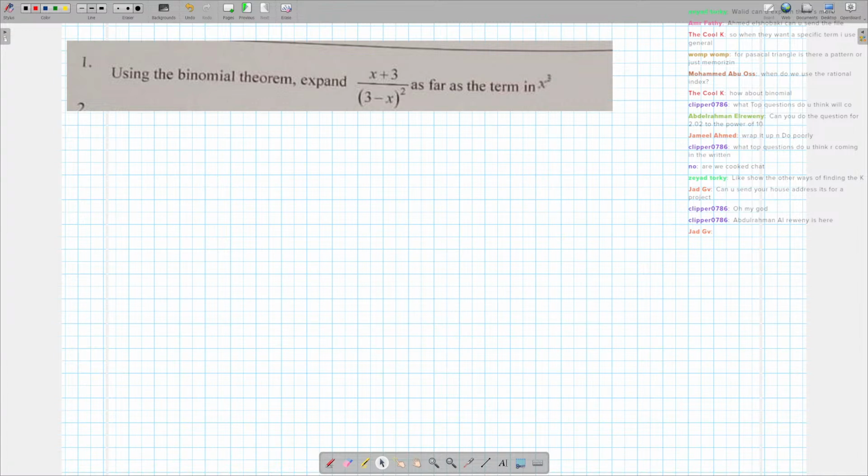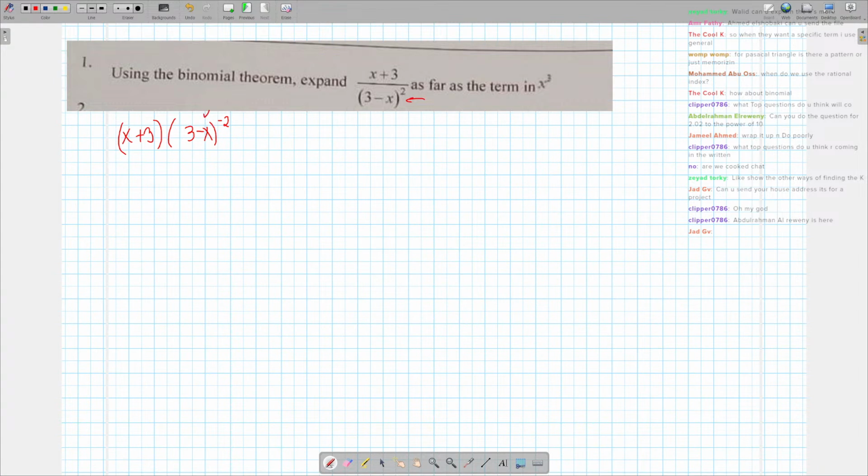Using the binomial theorem, expand (x plus 3) over (3 minus x) squared as far as the term in x cubed. Okay, the first thing you do is take your power up. We're not allowed to have anything down. So we take it up. It's going to be (3 minus x) to the power of negative 2.